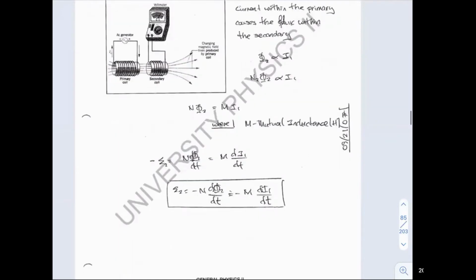Okay, so what's mutual inductance? The magnetic current induces a current in a different coil. Okay, cool. It's a good try. I'm going to give you 5 points for that one.